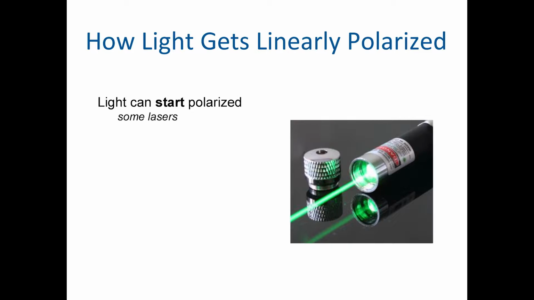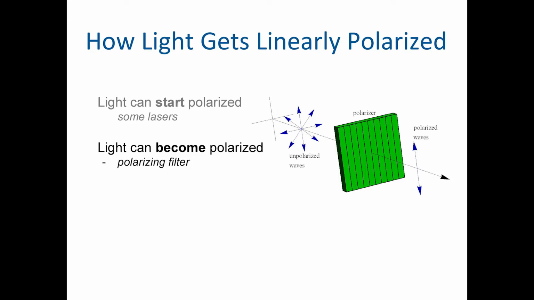Another way is we can make it polarized by putting in a filter. So light can become polarized if we have, in this picture here, unpolarized light. Then we take a polarizer or a polarizing filter, and then the light coming through that is polarized.